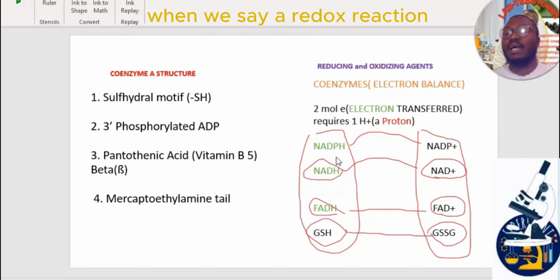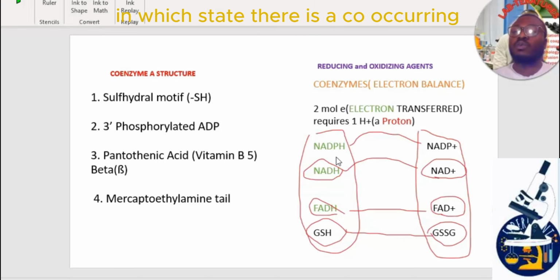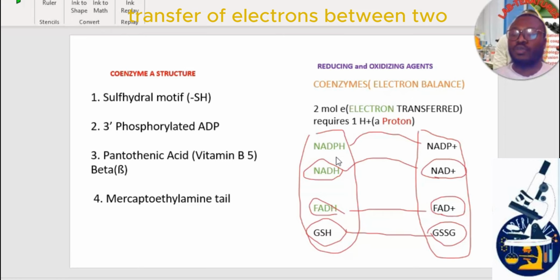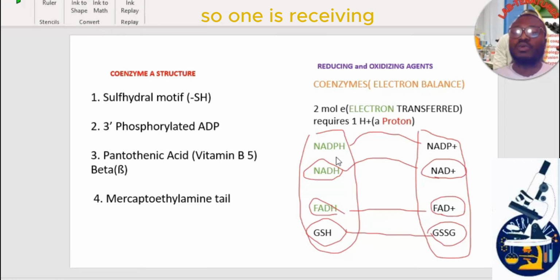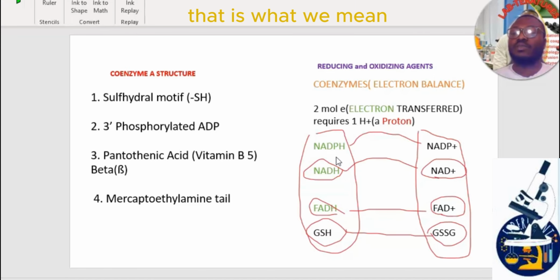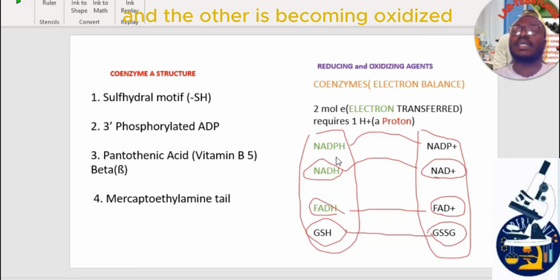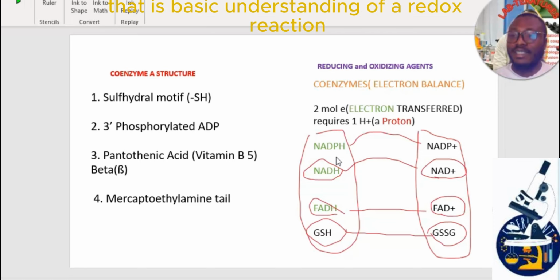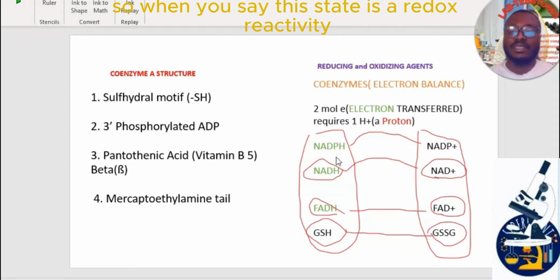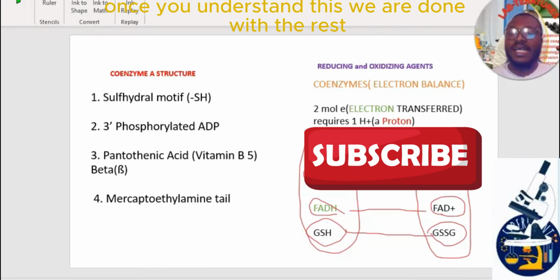reaction. A redox reaction is a type of chemical reaction in which there is a co-occurring transfer of electrons between two. So one is receiving and the other is donating at the same time. That is what we mean. So in that state of redox reaction, one is becoming reduced and the other is becoming oxidized. That is the basic understanding of a redox reaction. So when you say this state is redox reactivity, you should be able to conform to that. Once you understand this, we are done with the rest.